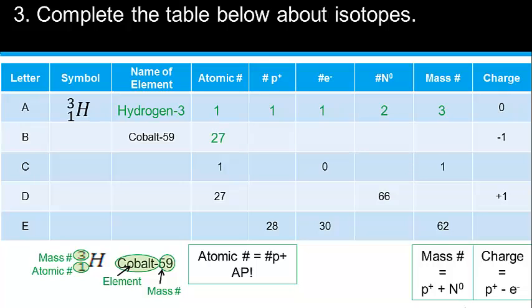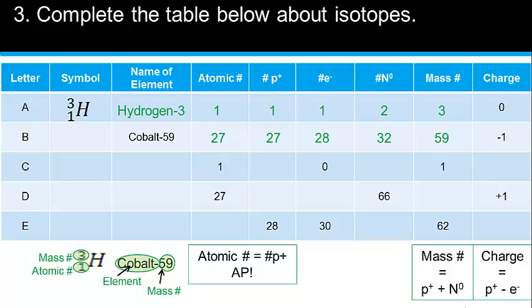Next one, letter B, has cobalt 59. Because it says cobalt, I can look at my table of elements, find cobalt, and that's atomic number 27, which means that my protons are also going to be 27. The mass number is already given to us. It's cobalt 59, so the mass number in this case is 59, which means that my neutrons must be 32. If I take my mass number, which is protons and neutrons, and I subtract out the protons, what I'm left with is neutrons. So if you do 27 plus 32, that's where you get 59.